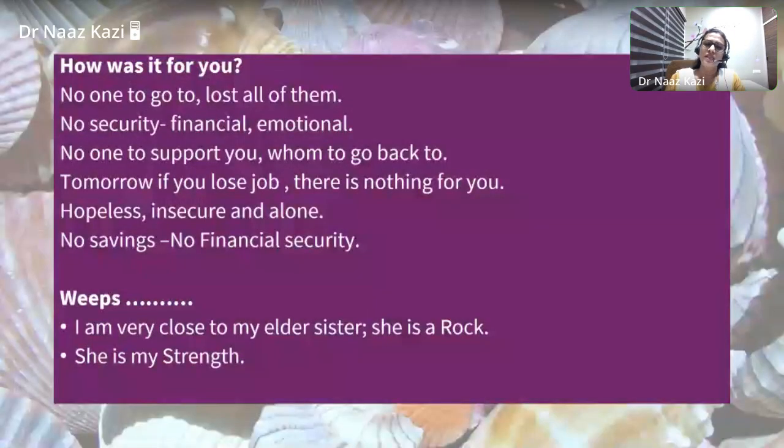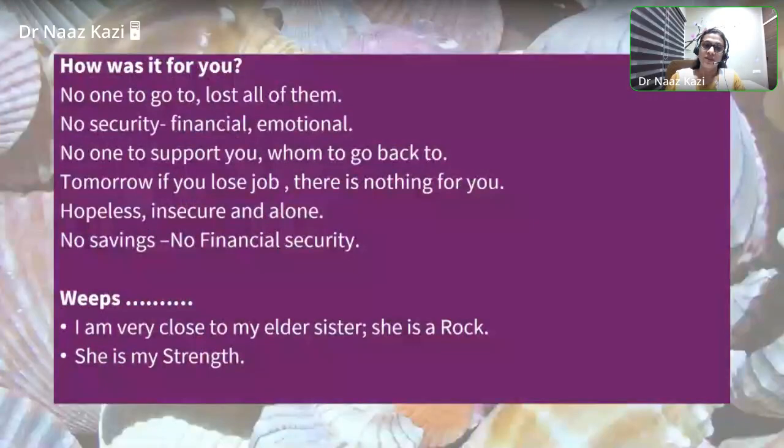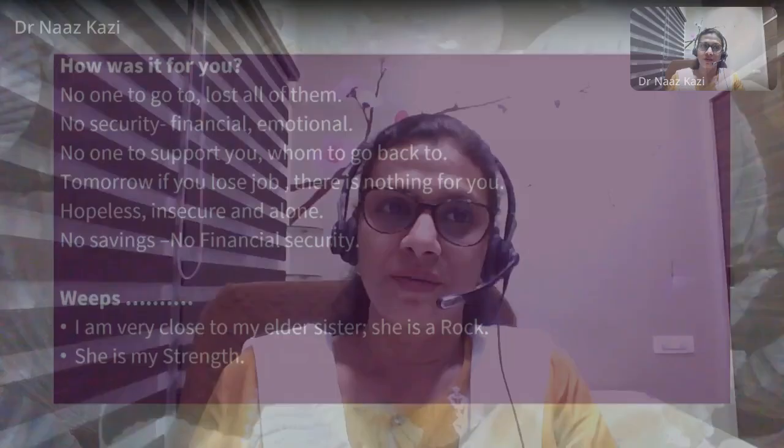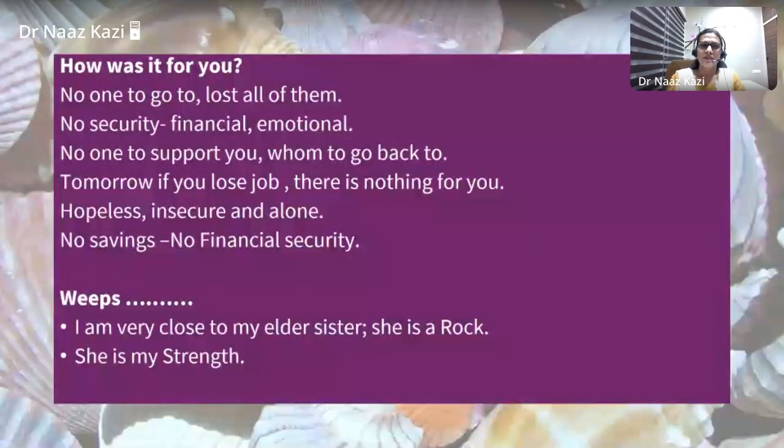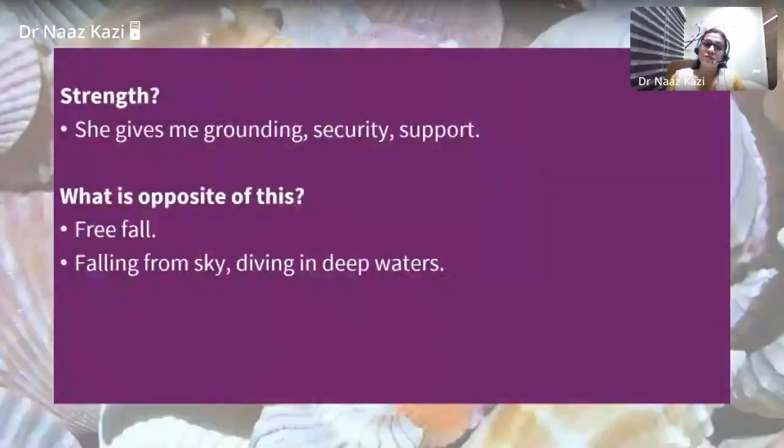And she says, she's like a rock. She is a rock. She's my strength. So I needed to understand what is the strength for her. So I ask her, what is the strength? And she says, she gives me grounding. She gives me security. She gives me support.